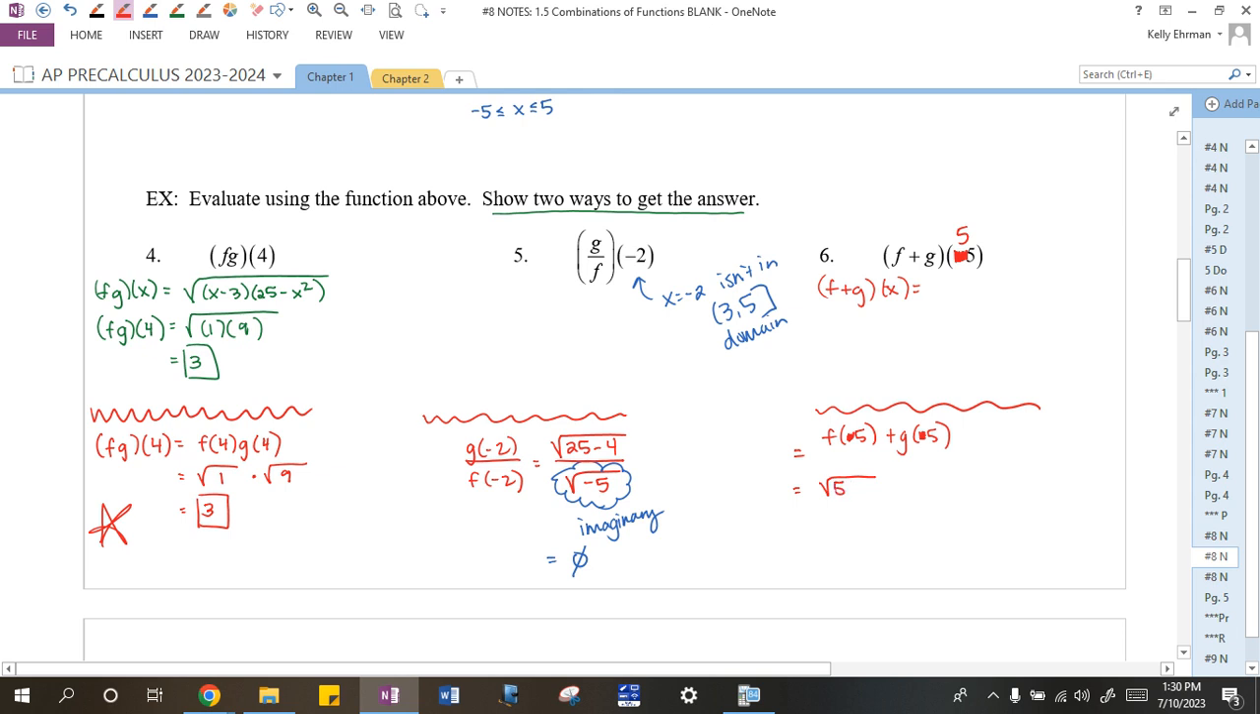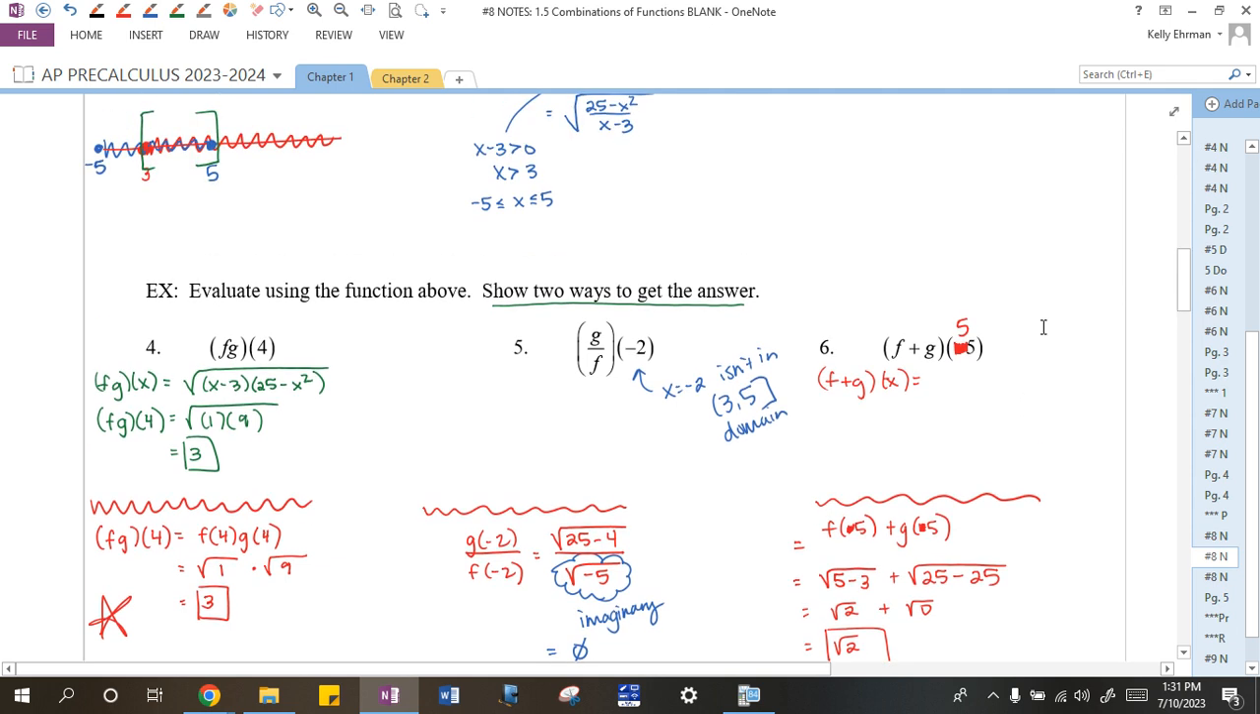So if we plug 5 into f, we get the square root of 5 minus 3 plus the square root of 25 minus 5 squared, which is the square root of 2 plus the square root of 0, which is just the square root of 2. Remember, the square root of 0 is 0. All right, so that's evaluating combinations of functions.